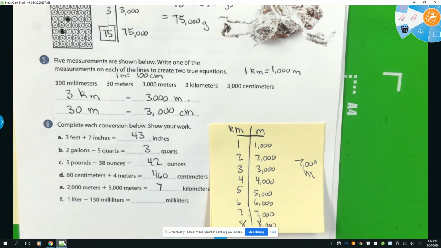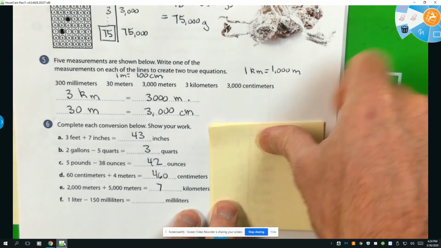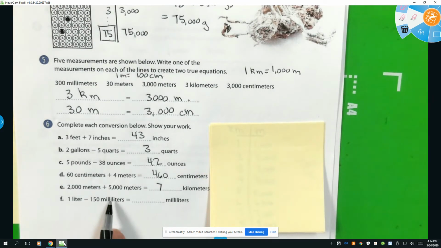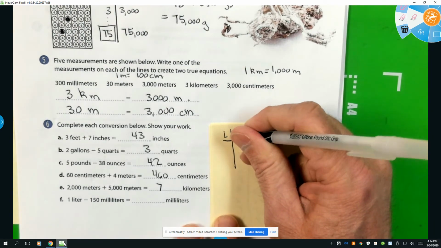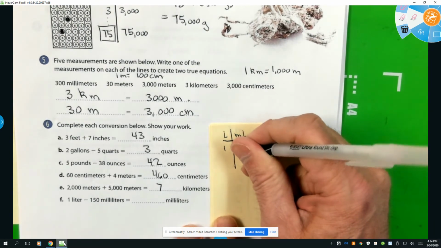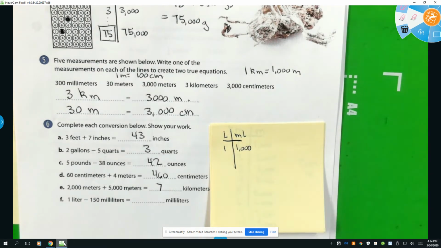Last one, letter F. Then we only have just a couple more problems to go. 1 liter minus 150 milliliters. So, first of all, I know liters to milliliters. 1 liter is 1,000 milliliters. Okay? So I've got to do 1,000 minus 150.